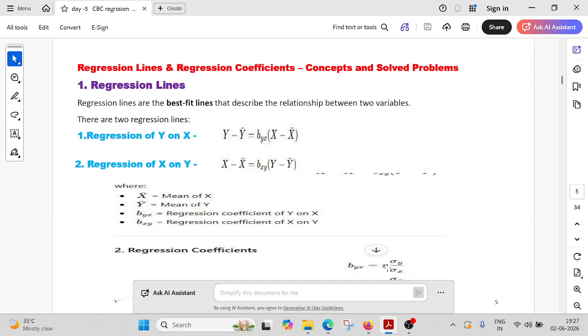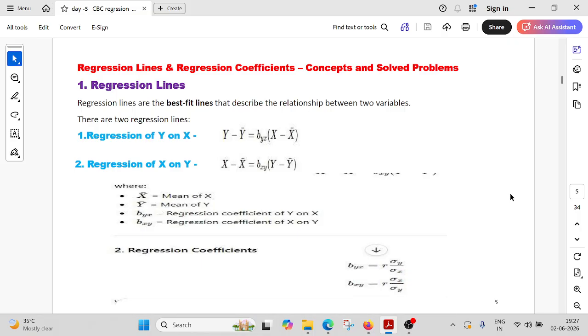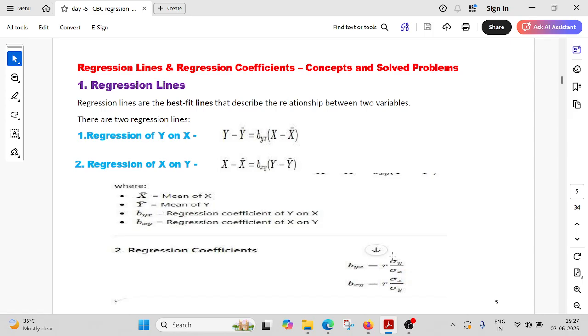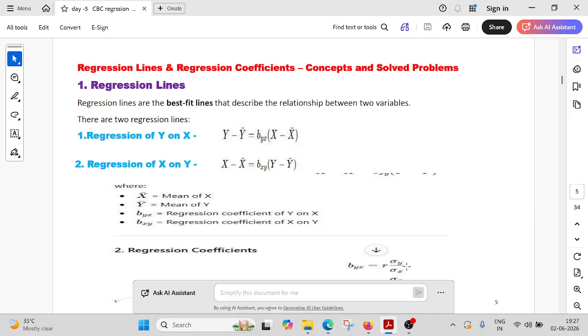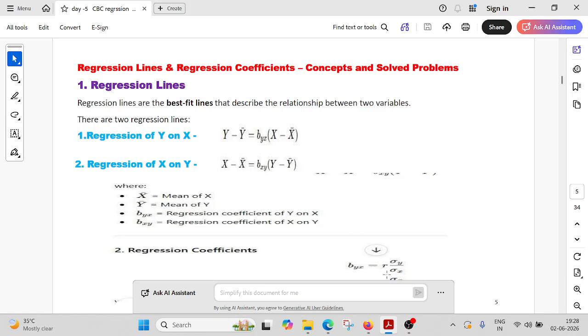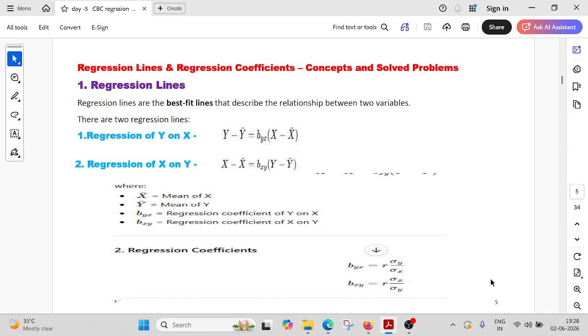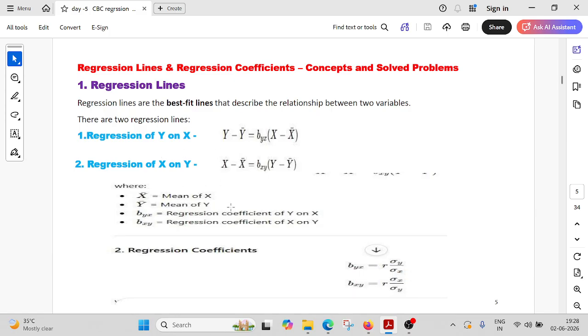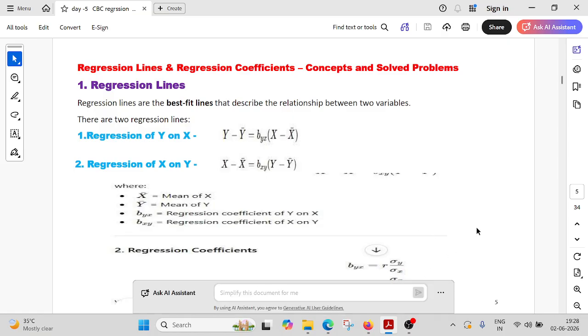byx equals r. What is r? In the previous class we understood that it is the coefficient of correlation, right? Correlation coefficient, which we can represent with the r mark. And then byx equals r into sigma y by sigma x, where sigma y is the standard deviation of y. Similarly, bxy equals r into sigma x by sigma y. Hope you understood that there are two regression lines, and the regression coefficients we are going to use in these two regression lines are byx and bxy.